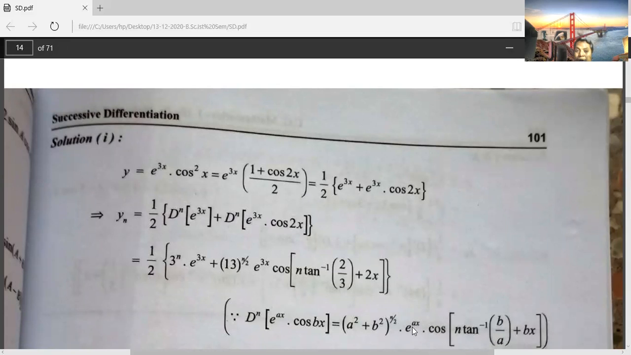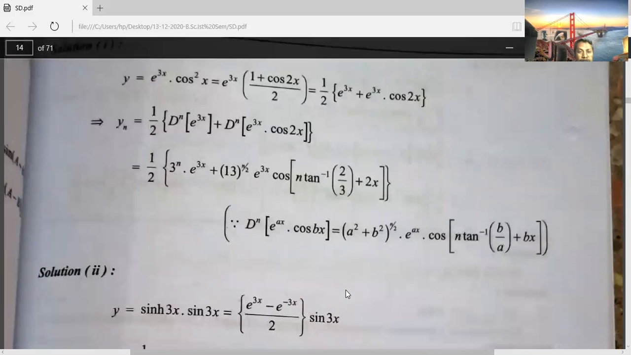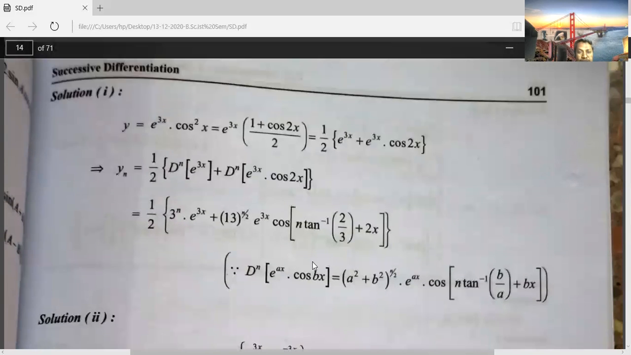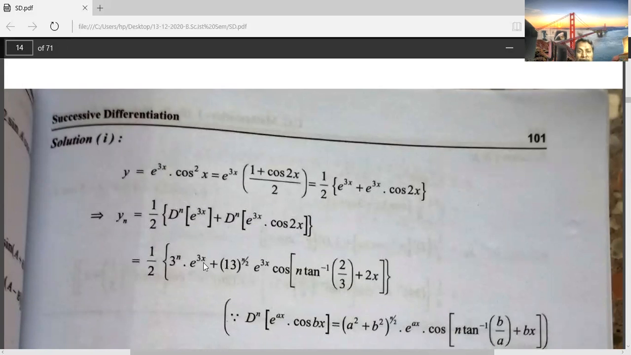This is the formula of e to the power ax into cos bx. Of course, if bx plus c is there, you have to take bx plus c in the bracket and apply the same, and here you get bx plus c extra. Both are one and the same here. Now here, I think you got the same. First one is m to the power n e to the power mx.